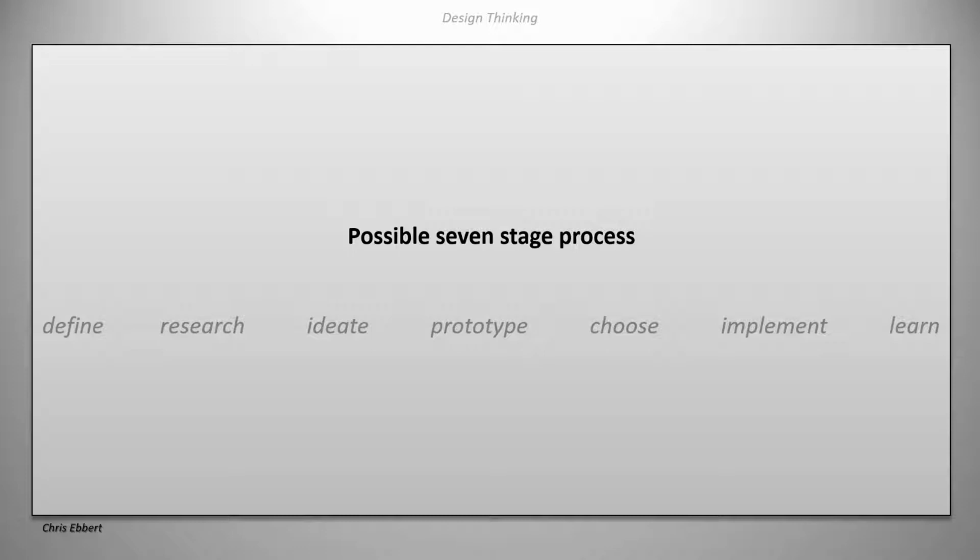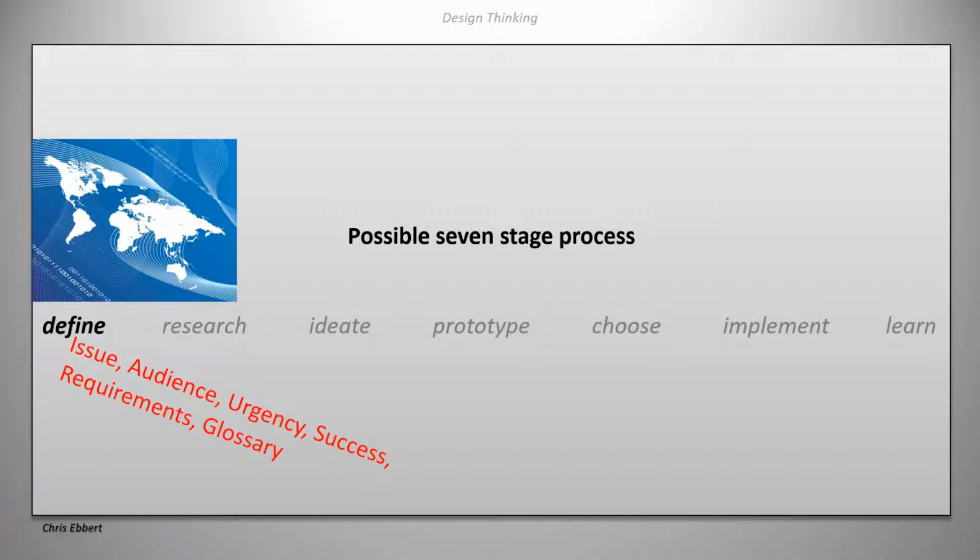This is a good possible 7-stage process you can run for your design thinking process. First, you define. You define the issues that are to be solved. You define the audience you're doing your work for. You're defining how urgent the problem needs to be, or how urgent the solution is needed. You're defining what it would mean to be successful. You're defining any requirements that you can foresee, and you're defining a glossary of words that team members might need who have not been on board with the research and development effort so far.